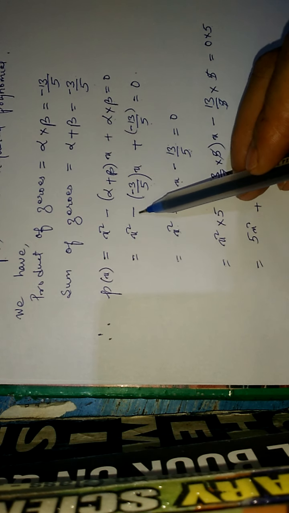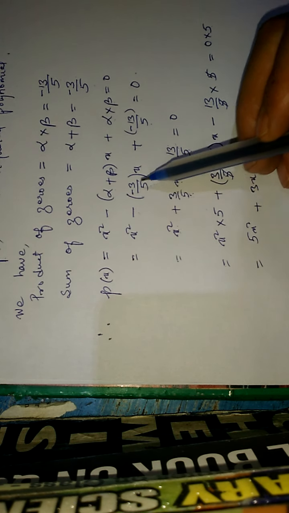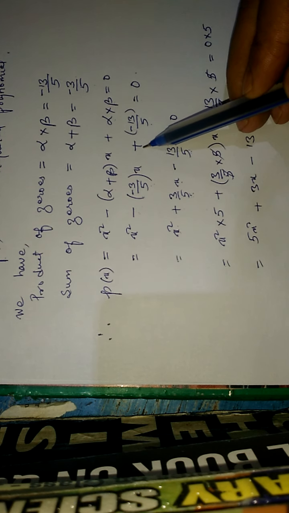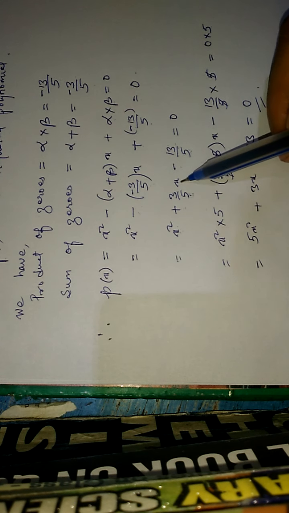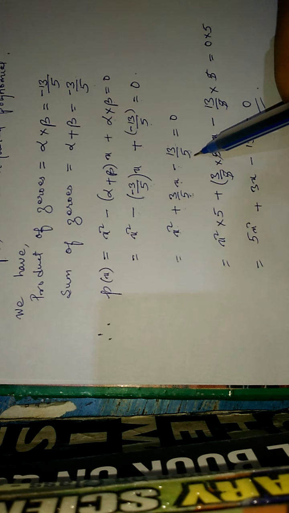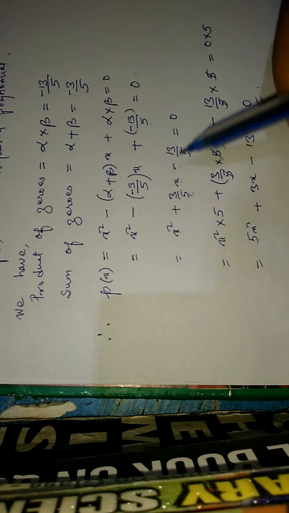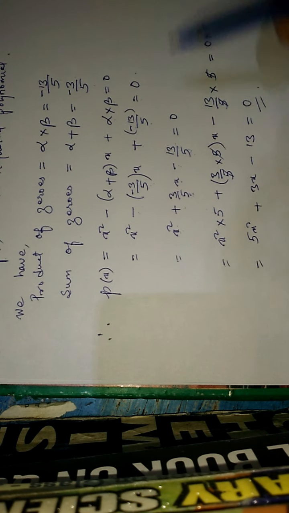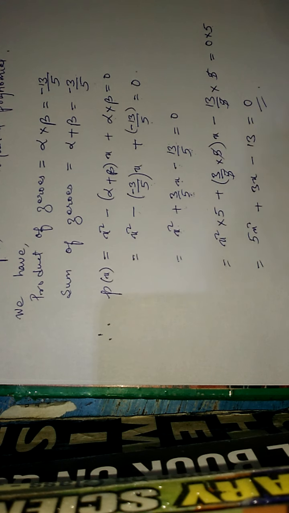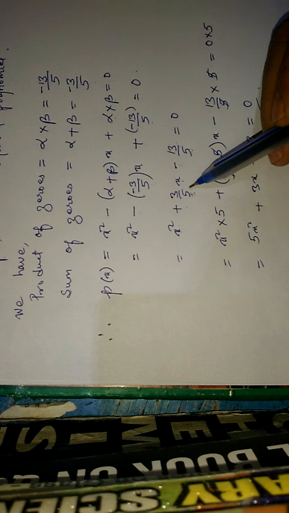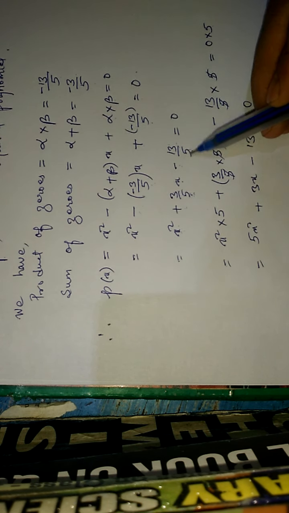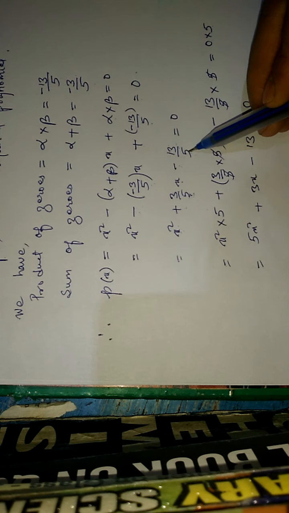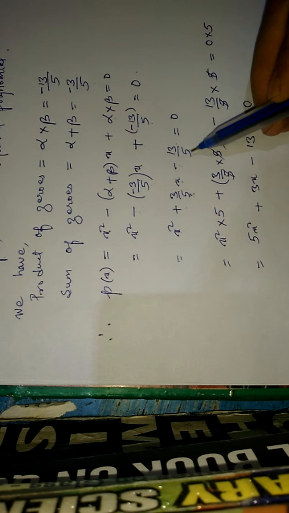Since the coefficient of x and the constant term are fractions, rational numbers in the form of p by q, you have to eliminate the denominator 5. To eliminate it, you have to take the LCM of the denominators. The LCM will be 5. It means you have to multiply each term by 5.